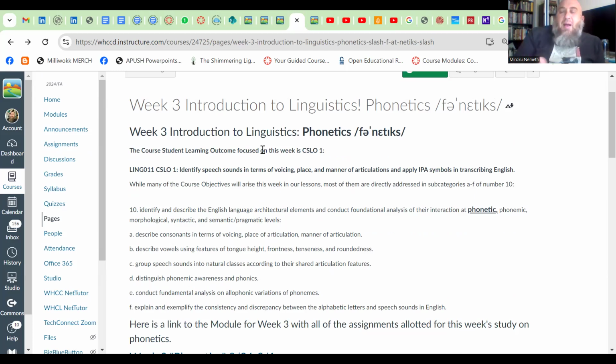Now there are the IPA symbols and transcribing. The CSLO for this is to identify speech sounds, and this is all part of phonetics, in terms of voicing, place, and manner of articulation, and to apply IPA symbols in transcribing English. First off, sounds have what they call voiced and voiceless qualities. If you put your finger on your voice box, your larynx, if it vibrates, then it's what we call voiced, and if it doesn't vibrate, it's what we call voiceless.